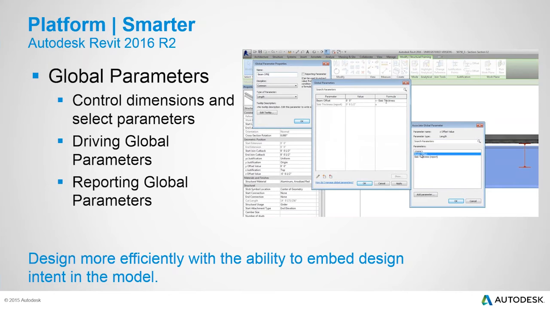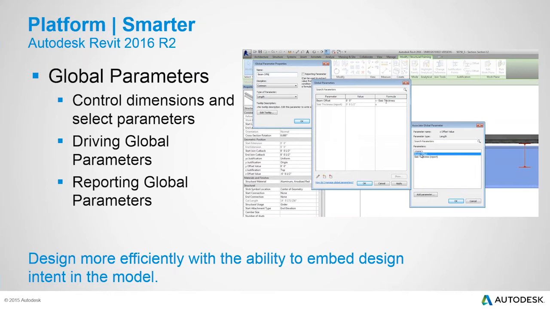We have driving global parameters, or DGP. I love their TLAs. These push their values into an element or an instance parameter. And the other version is a reporting global parameter, or RGP. These can pull a value from a dimension and use that value in other global parameters using equations.